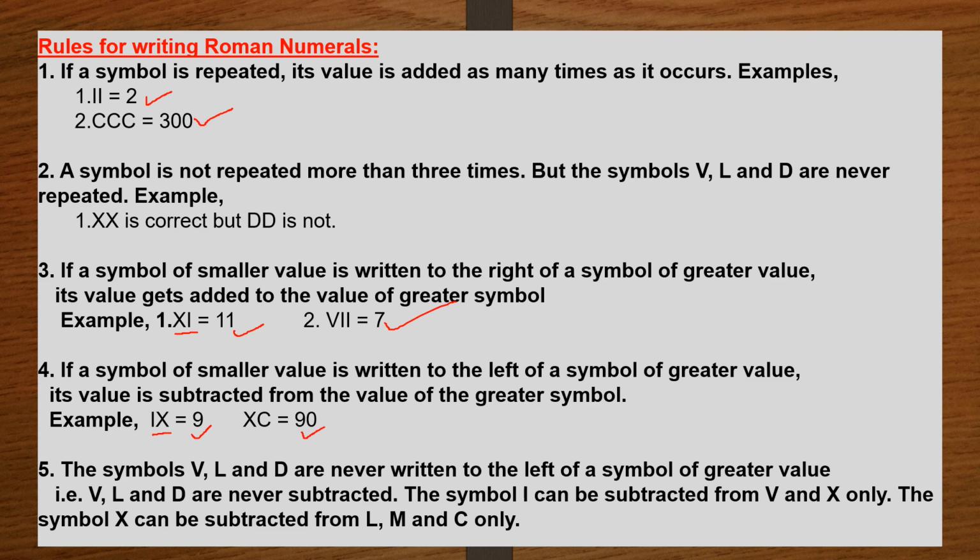Next rule is the symbols V, L and D are never written to the left of a symbol of greater value. That is, V, L and D are never subtracted. The value I can be subtracted from V and X only. The symbol X can be subtracted from L, M and C only.